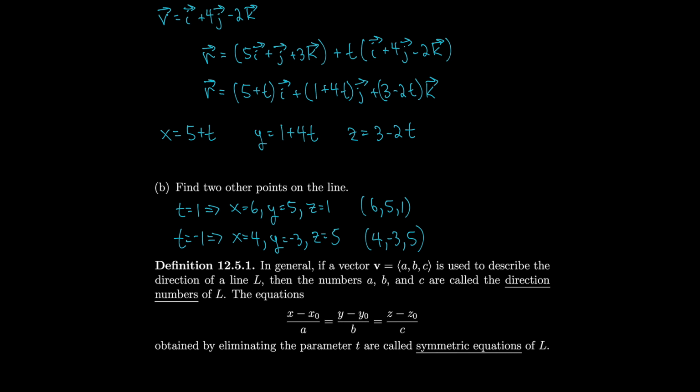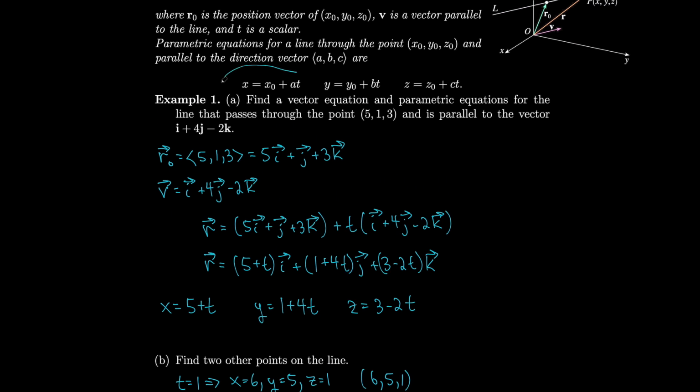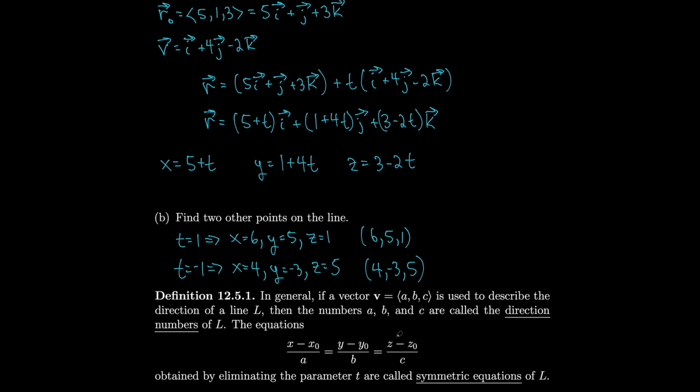What we can also do is express the line using direction numbers for our parallel vector in the form of symmetric equations. So we eliminate the parameter t. We take x equals x0 plus at, subtract x0, and divide by a, and that equals t. We do the same for y, subtracting y0 and dividing by b, that equals t, and then the same for z. Because they all equal t, they all equal each other, and we've eliminated the parameter.